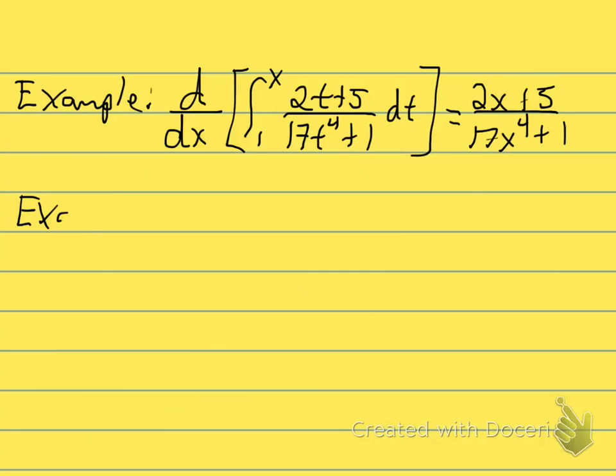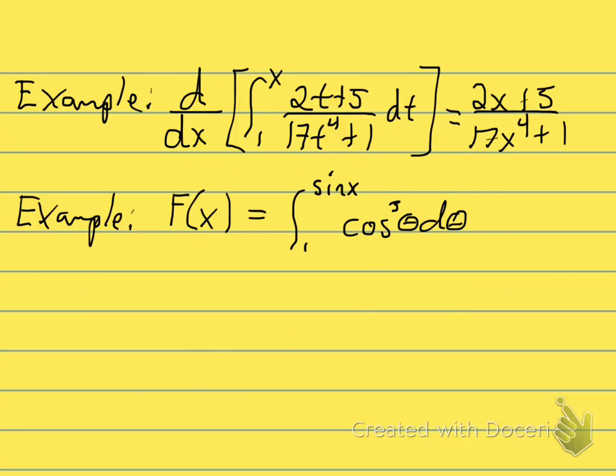Now if I do something a little bit crazier, let's say that our function big F of x is equal to the integral from 1 to sine x of cosine cubed theta d theta. Our second fundamental theorem of calculus said if we went from 1 to x that we had this property, not from 1 to sine x or whatever. So we're going to have to do a little bit of substitution and use the chain rule here. We don't really need to use the substitution. We're just going to use it to demonstrate.